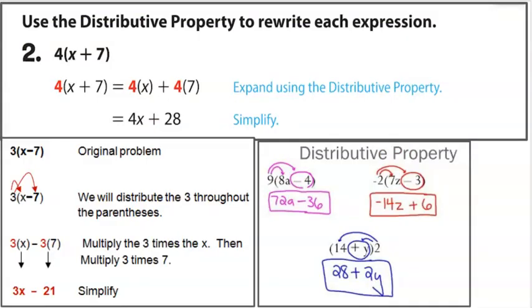Distributive property. So here are some examples of the distributive property. In the top example, you're going to distribute a copy of the 4 to the x and to the 7, where you'll multiply 4 times x and 4 times 7, which is 28. And your answer simplified is 4x plus 28. Some other examples are on the screen as well.